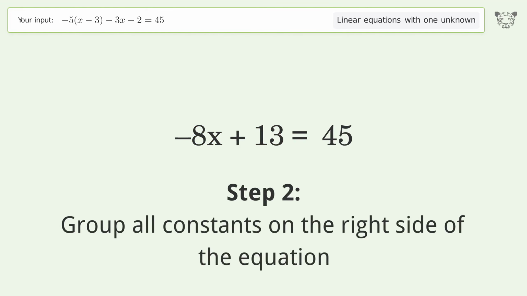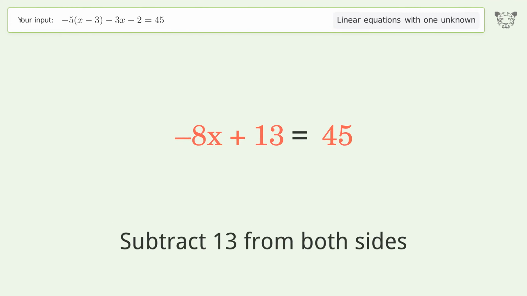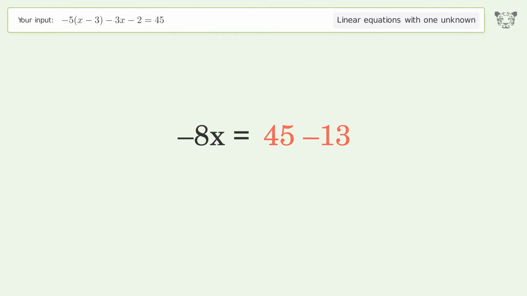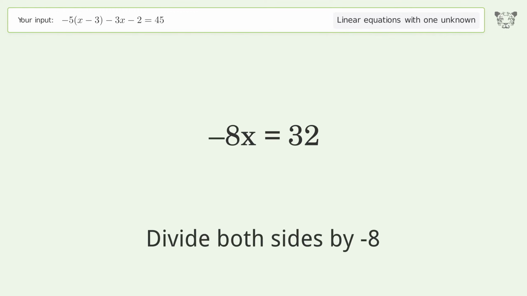Group all constants on the right side of the equation. Subtract 13 from both sides. Simplify the arithmetic. Isolate the x. Divide both sides by -8.